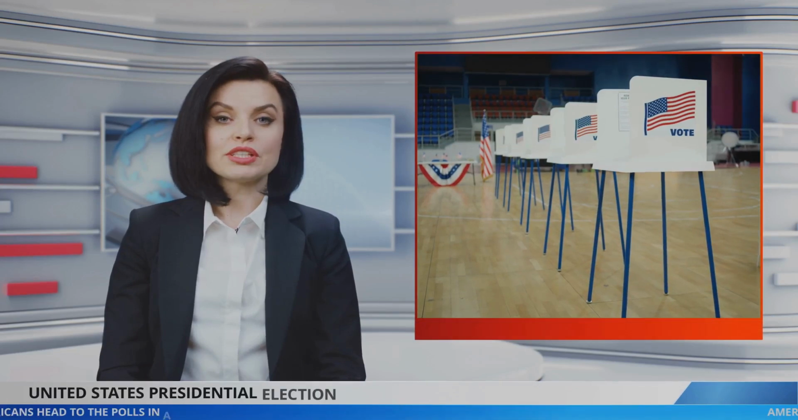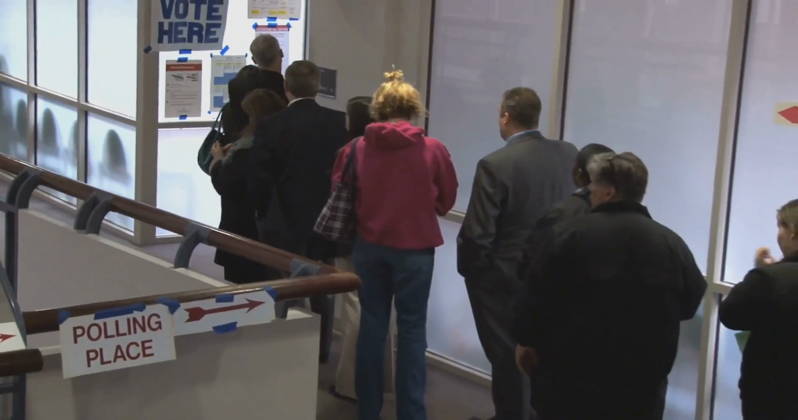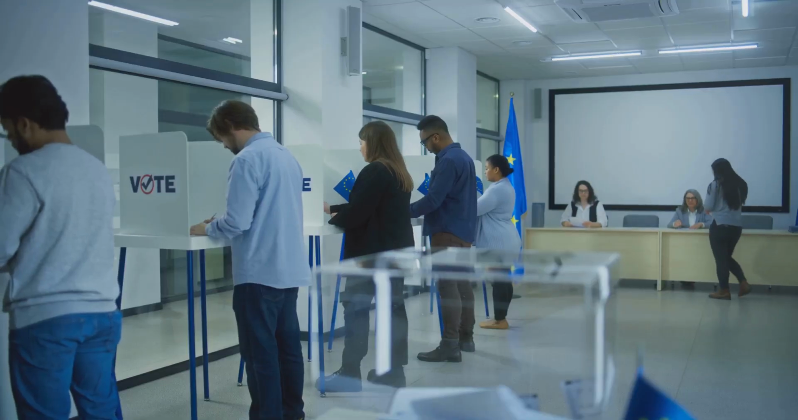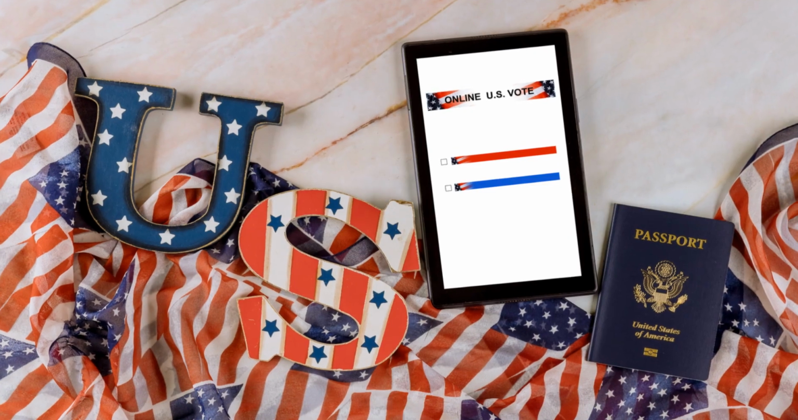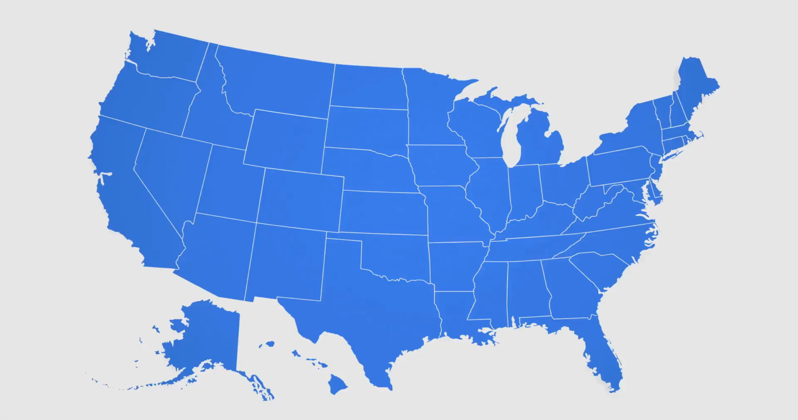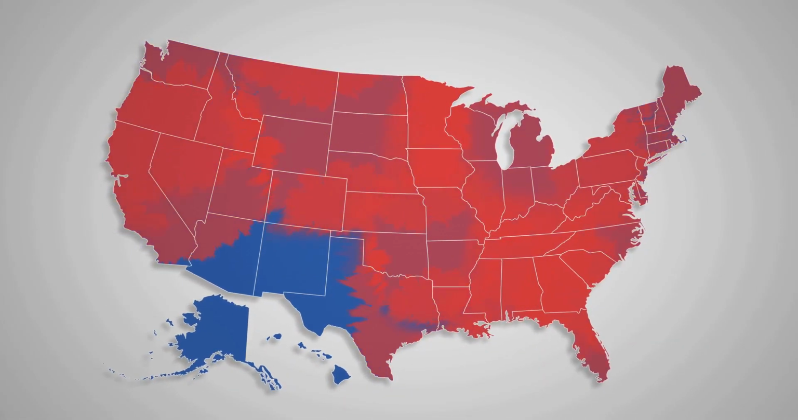To win the presidency, a candidate needs a majority of the electoral votes. Here's how it works on Election Day. When you vote, you're actually voting for a slate of electors. These electors are pledged to a specific candidate. The candidate who wins the popular vote in a state usually gets all of that state's electoral votes.